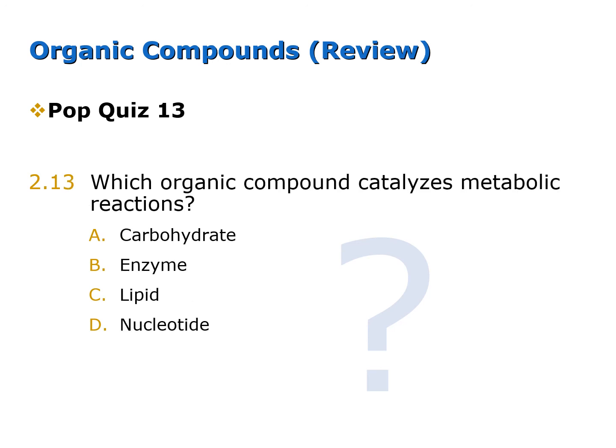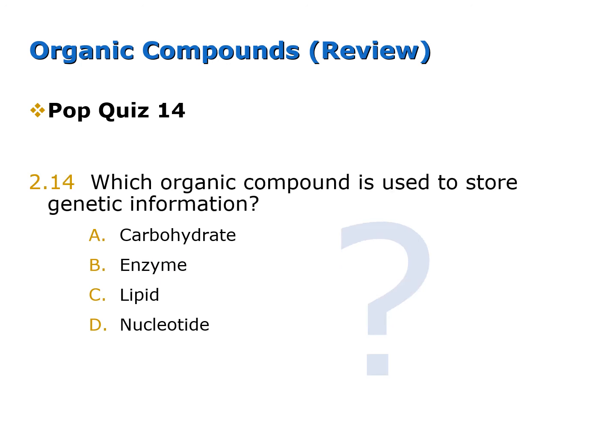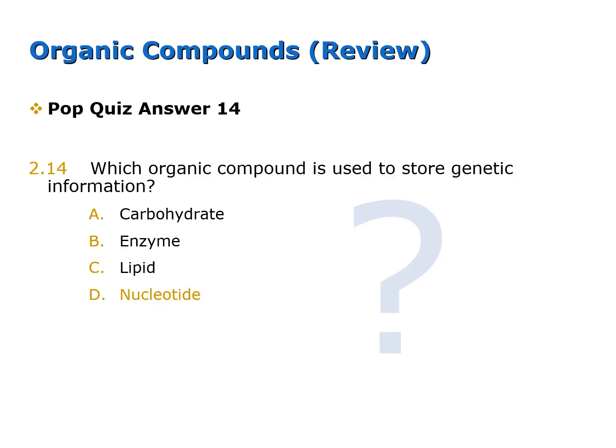Question number 13. Which organic compound catalyzes metabolic reactions? A, carbohydrate, B, enzyme, C, lipid, or D, nucleotide? The catalyzer for metabolic reactions is called an enzyme. Question number 14. Which organic compound is used to store genetic information? A, carbohydrate, B, enzymes, C, lipid, or D, nucleotide? The organic compound used to store genetic information is called nucleotide.